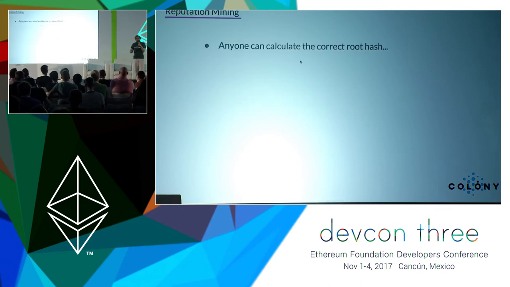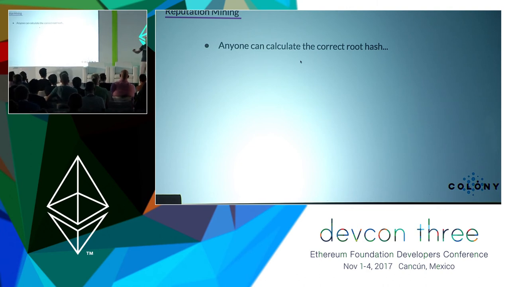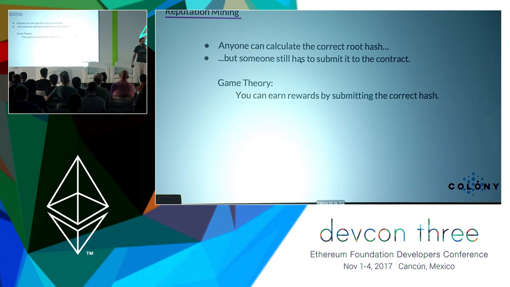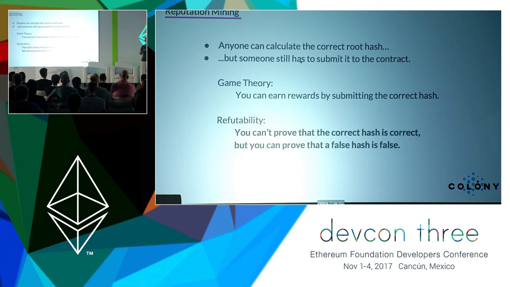So anyone can calculate the correct root hash. Everything that goes into changing reputation happens on chain. Completing a task, administrating a task, you know, taking part in the colony. So calculating it is not that hard, but we need to figure out who can submit it to the chain and make sure that the submission is correct. So the first ingredient is a little bit of game theory. You can earn funds by submitting the hash, and you can get punished for being wrong. And for that to work, we need to be able to prove something wrong.